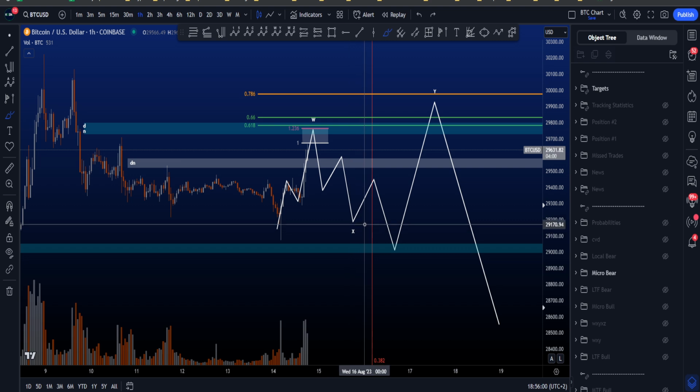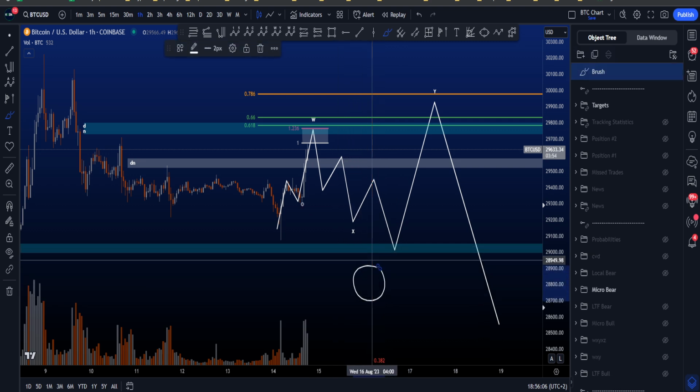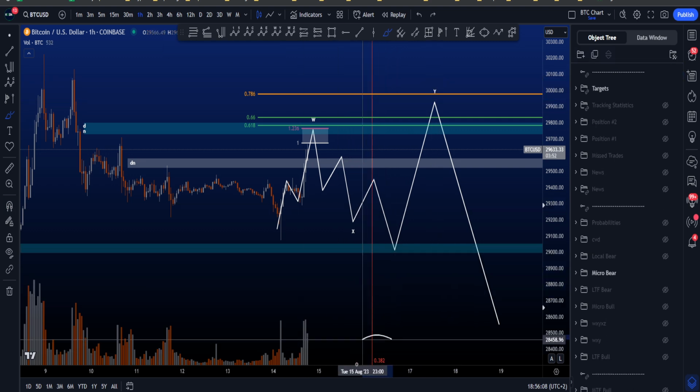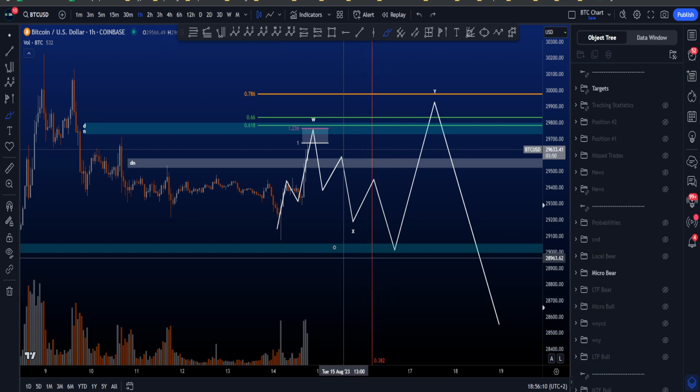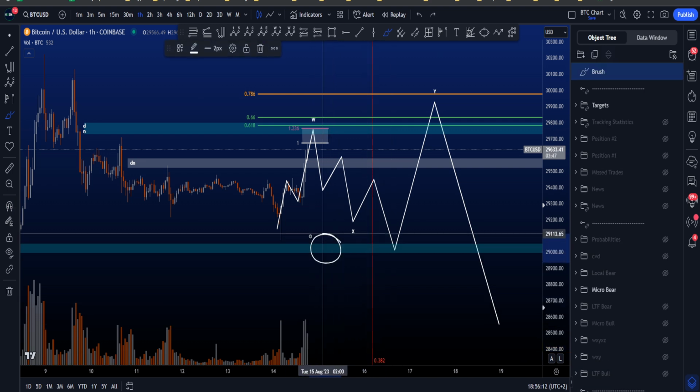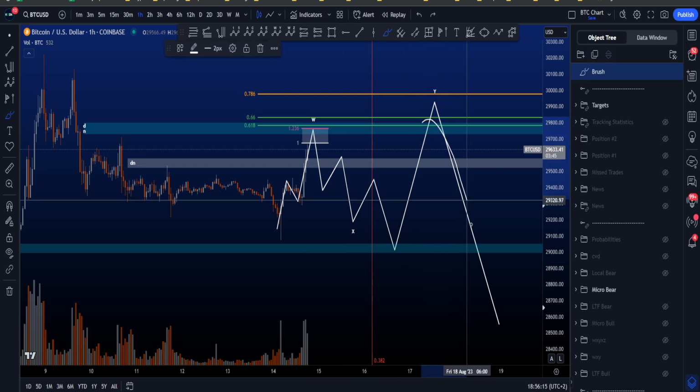Now this is very advanced counting, very hypothetical of course, but this would be a great scenario to first of all end the corrective structure of a wave 2 after the 0.382, but also you immediately clear up the support area that we have here for when price comes down.